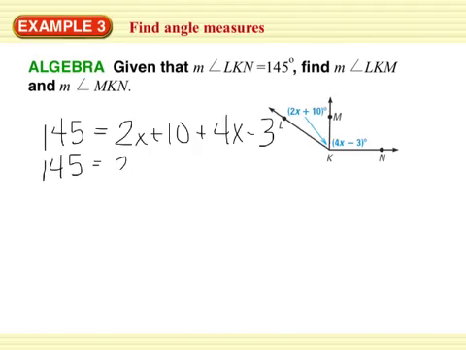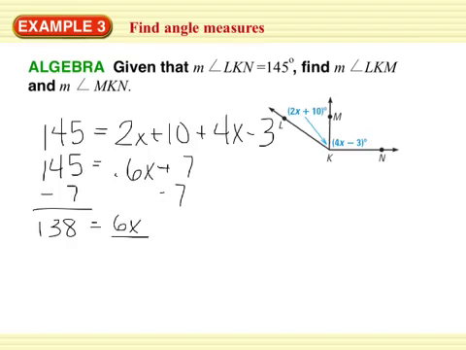145 equals 6x plus 7. Okay, subtract 7 from both sides. 138 equals 6x. Okay, x equals 23. Okay, we want to know what LKM is. Measure of angle LKM. I'm going to plug in 23.